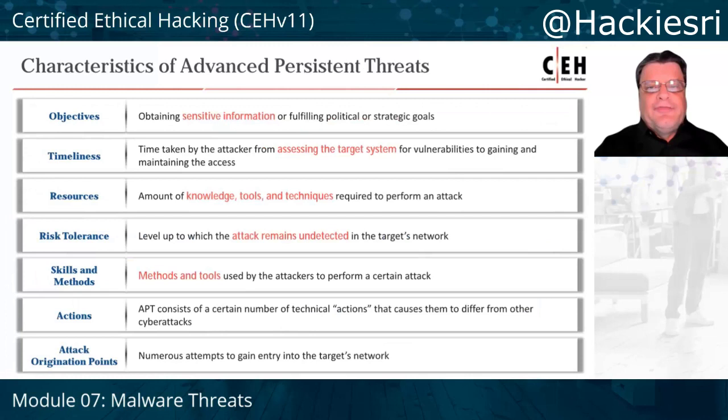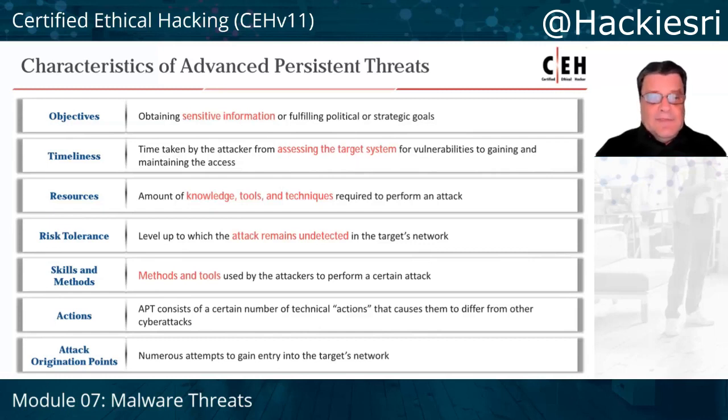Characteristics of advanced persistent threats are the following. Objectives. Typically, the objective in APT is obtaining sensitive information or fulfilling some political or strategic goal. Timeliness. Time taken by the attacker from assessing the target system for vulnerabilities to gaining and maintaining the access. Resources. The amount of knowledge, tools, and techniques required to perform an attack. Risk tolerance. Level up to which the attack remains undetected in the target's network.